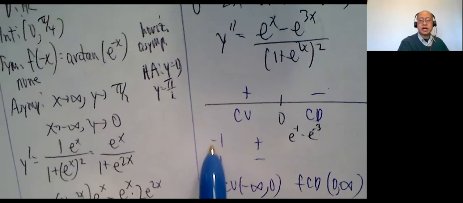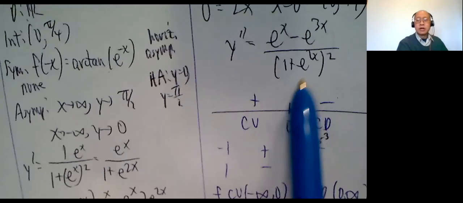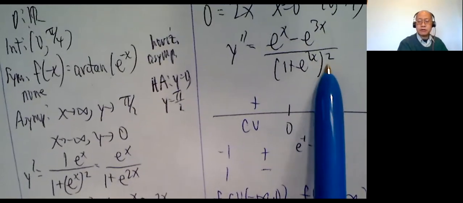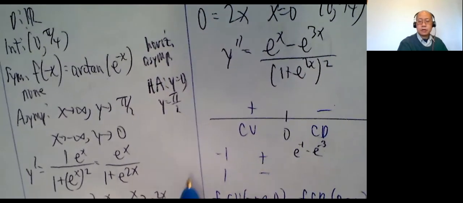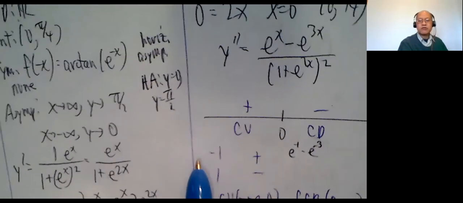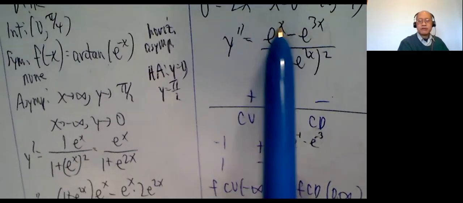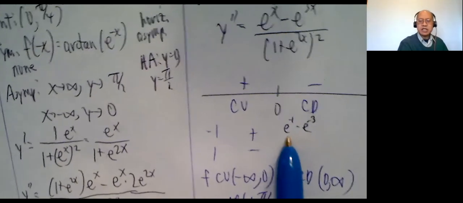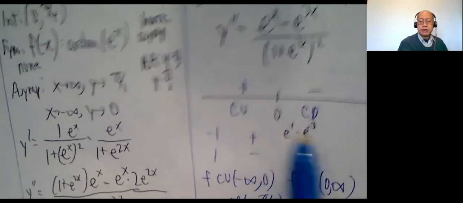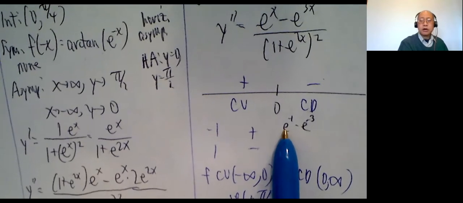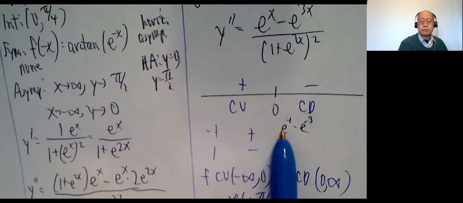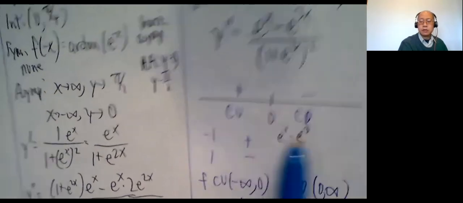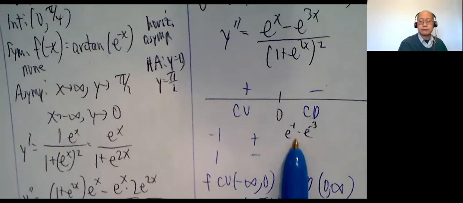Then I picked a number on this side, like -1 and 1. Now, the bottom is always positive, no matter what. There's a square there. If I plug in -1, this may not be that obvious. I have e to the -1 minus e to the -3rd. That's actually positive. This is bigger than this. This is like 1 over e, 1 over 2.7. This is 1 over 2.7 cubed. So this one's going to be bigger. So if I subtract, it's positive.